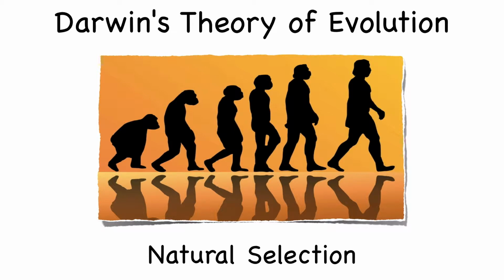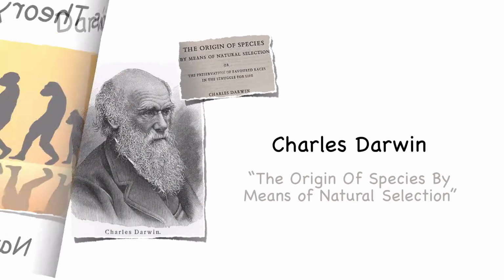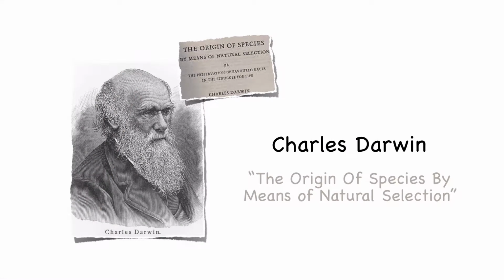Well, how did this belief in the theory of evolution become so popular? It resulted in large part from this man, Charles Darwin's contribution to the theory of evolution and his famous book, The Origin of Species by Means of Natural Selection. That was written back in 1859.